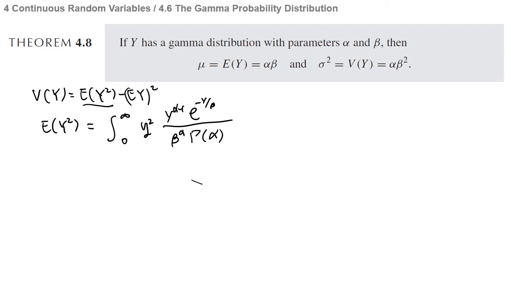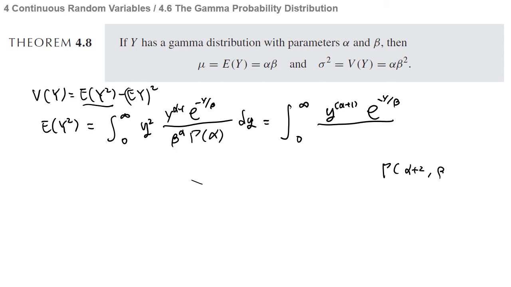And here, if we put y inside, then this is y to alpha plus 1 and e to the minus y divided by beta. To match this, we want to use gamma alpha plus 2 comma beta distribution, the distribution of this. The integration from 0 to infinity for this distribution is 1. To use that, for now we have beta to alpha and gamma alpha, and to use this one, we want to put gamma alpha plus 2 and beta alpha plus 2.